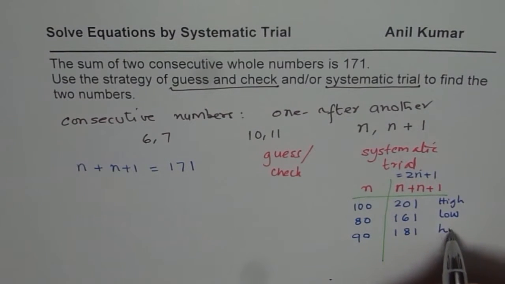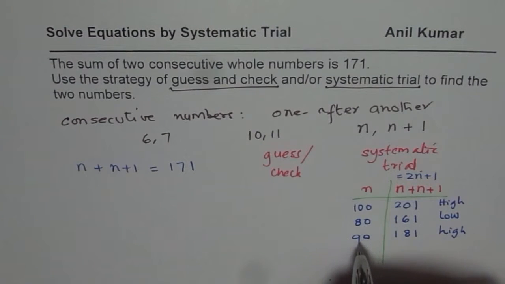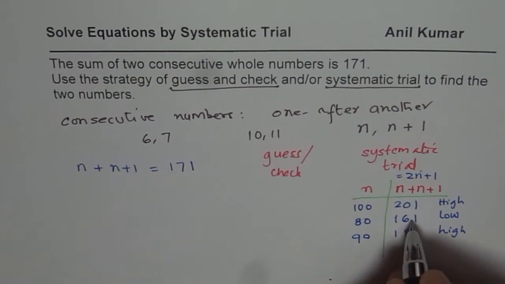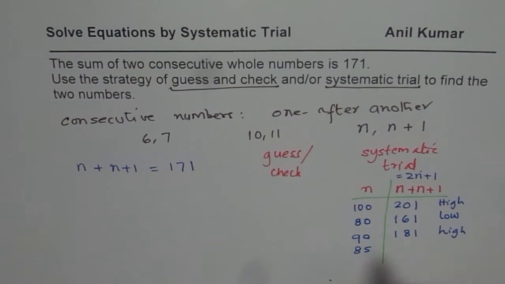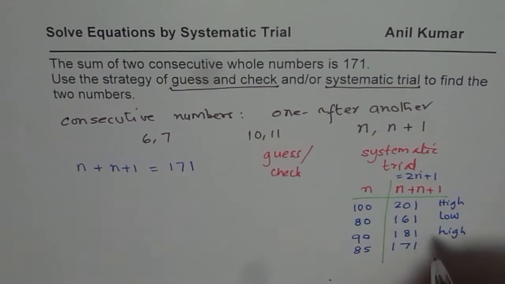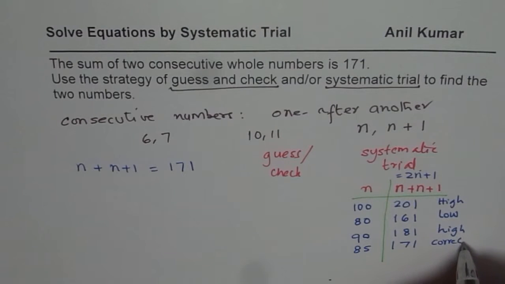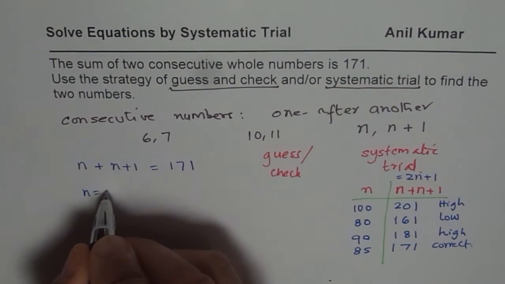Well, that is again higher than the number we want, right? But we have come closer to 171, correct? Since we are closer, we can go for a value in between these two, 161 and 181. So let's go for 85. If we go for 85, then 2 times 85 is 170, and 1 more is 171 indeed. So we just got the right answer. That means n is equal to 85. So we get our solution, n is equal to 85.